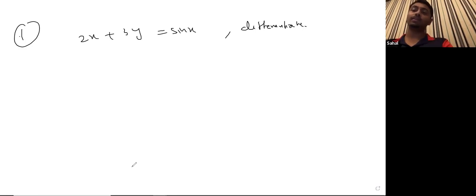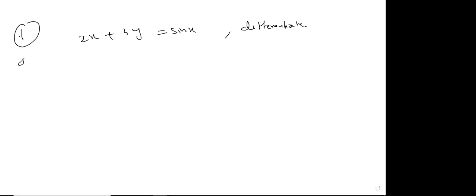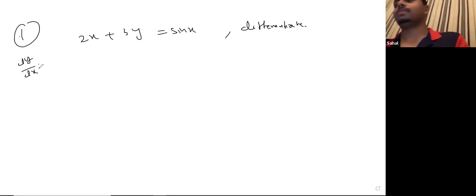First, a very easy question. You have 2x plus 3y equals sin x. Differentiate. Can you tell me the answer? You have to find dy upon dx. Okay, I'll just get my pen and paper.